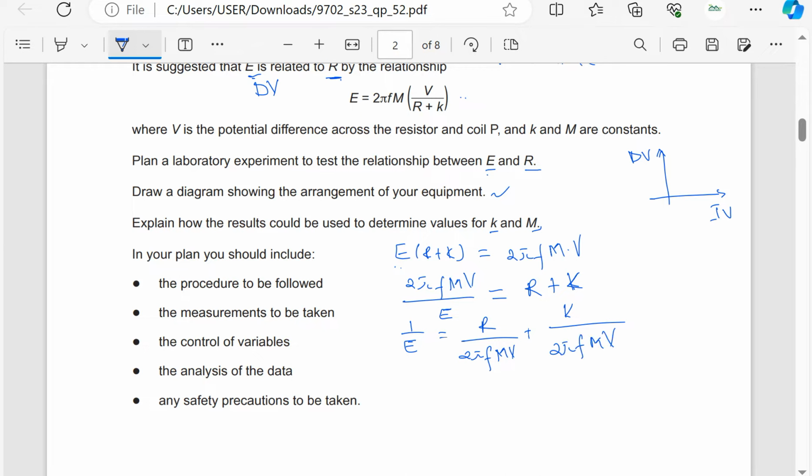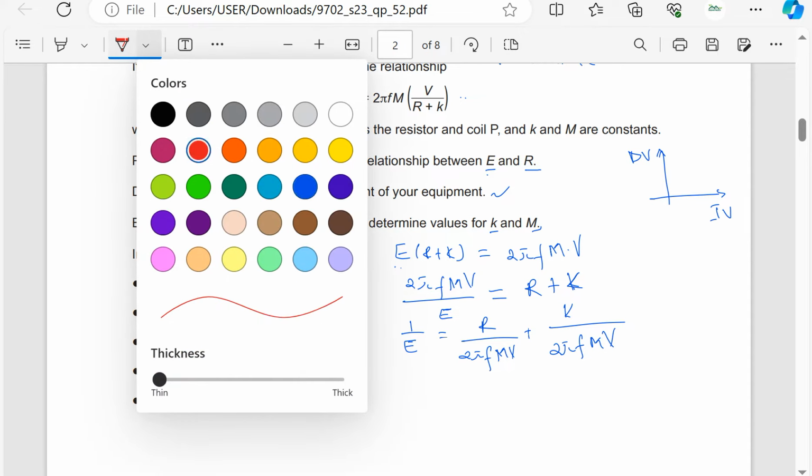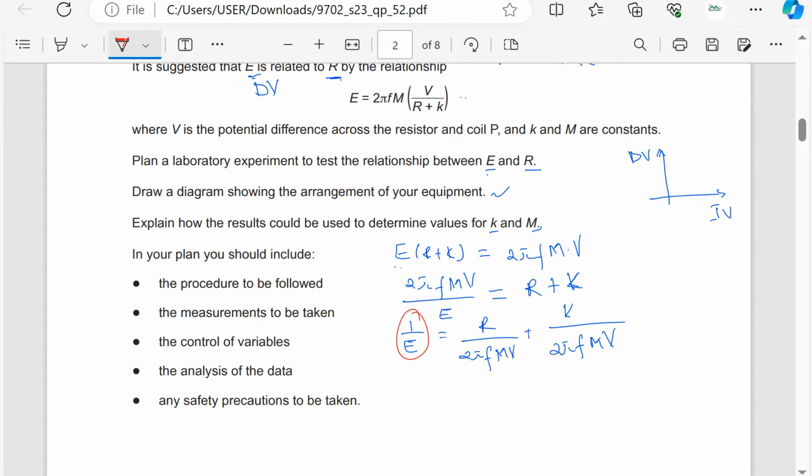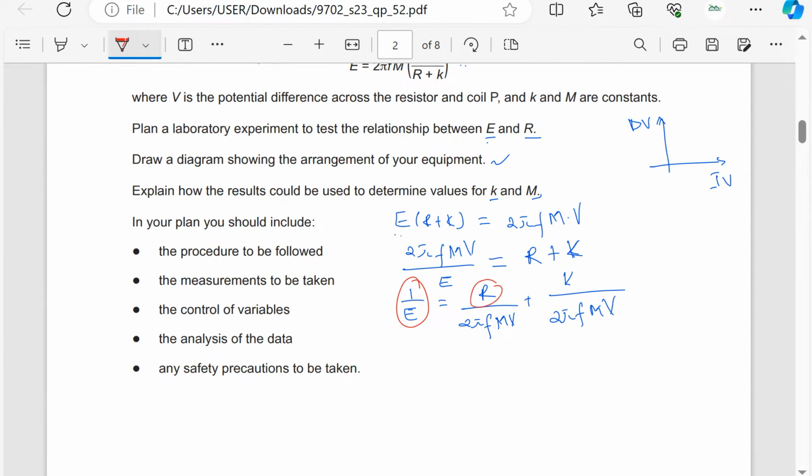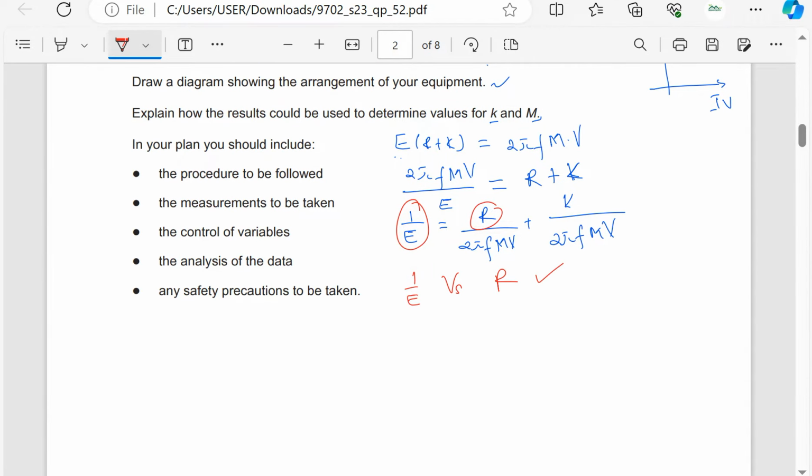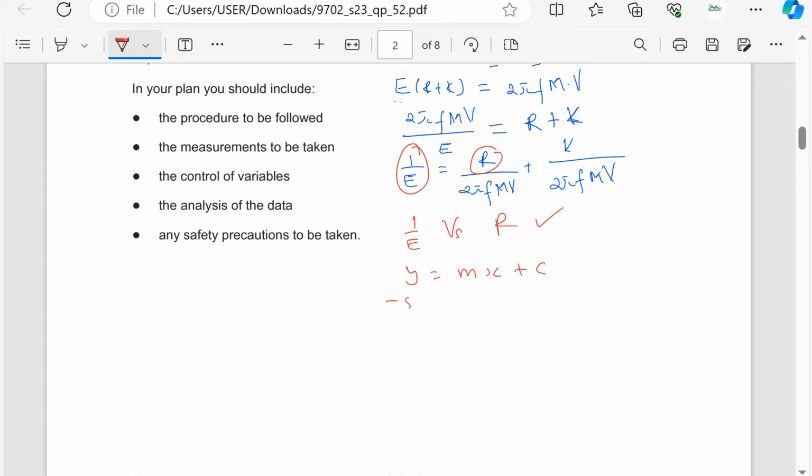So I've made 1 over E the subject, and that is making good sense to me. So I will plot a graph of 1 over E against R. That is the graph I'll plot. And of course, this is going to be a straight line. If I compare with y equals mx plus c, this is going to be a straight line.